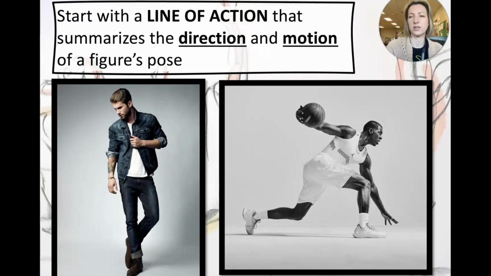And depending on the pose, this can be a little bit challenging. So with the gentleman that's standing up, this was my line of action. For the basketball player, I used more of a C line because overall I just saw this C of his bending pose. And this one's a little more challenging because I'm looking at him from the side.